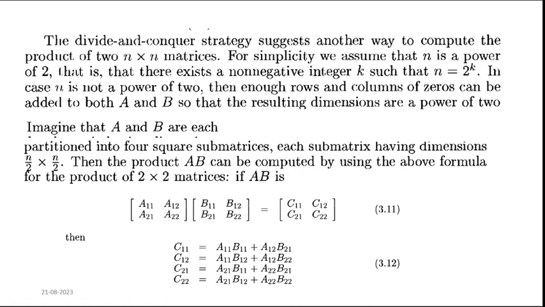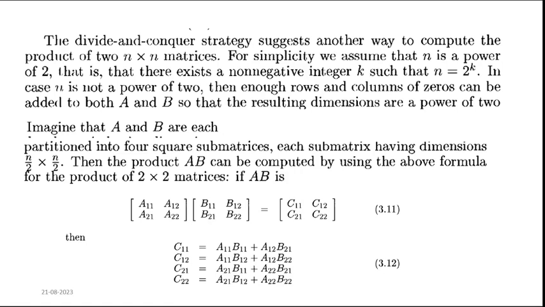Let's say, for simplicity, we assume that n is a power of two, that is, there exists a non-negative integer k such that n equals 2 to the power k. In case n is not a power of 2, then enough rows and columns of 0 can be added to both A and B so that the resulting dimensions are a power of 2.